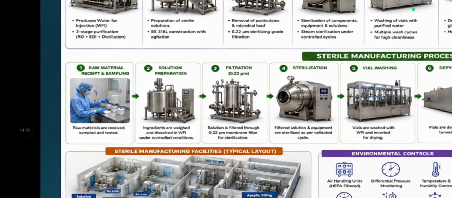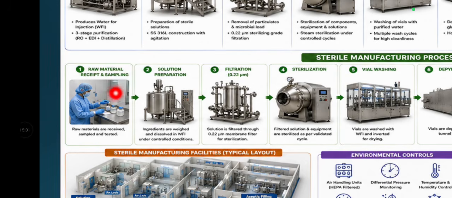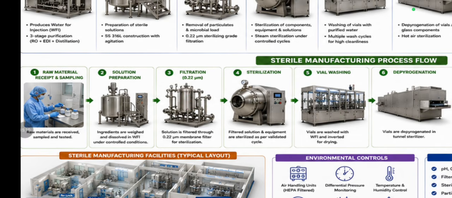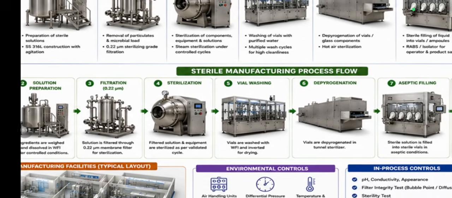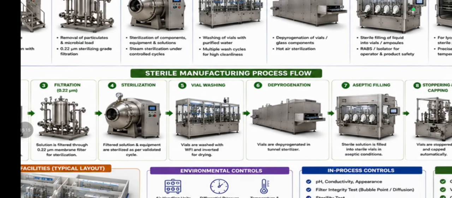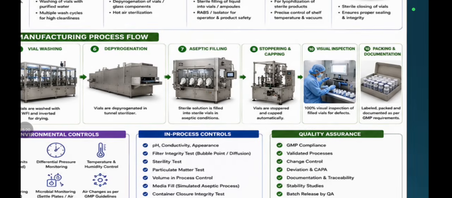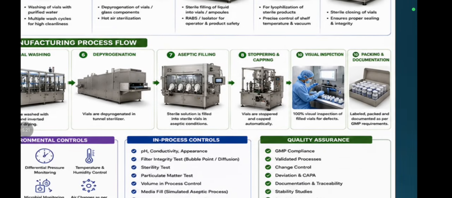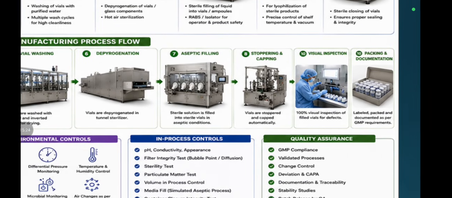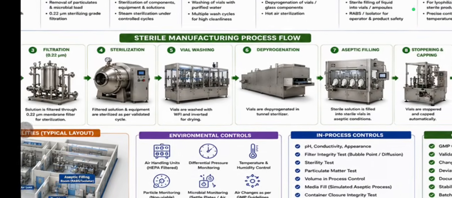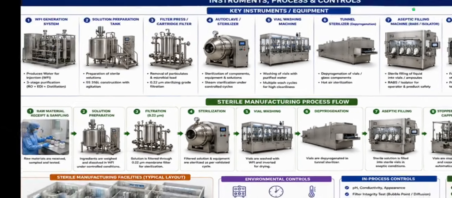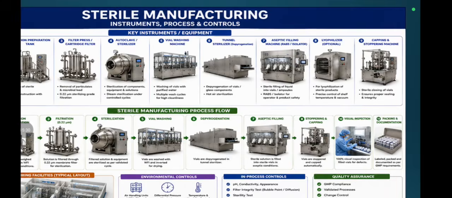And the process is that, first of all, weighing and receipt of the materials, then solution preparation, then filtration using a 0.22 micrometer filter, then sterilization, then vial washing, then depyrogenation, then aseptic filling, then stoppering and capping, and visual inspection, and last is the packing with documentation. So these are the processes involved in sterile manufacturing.